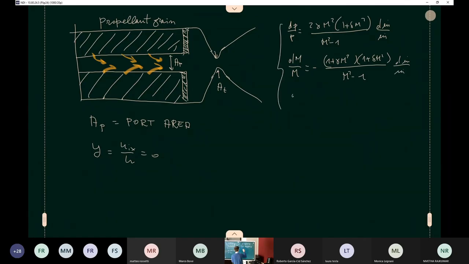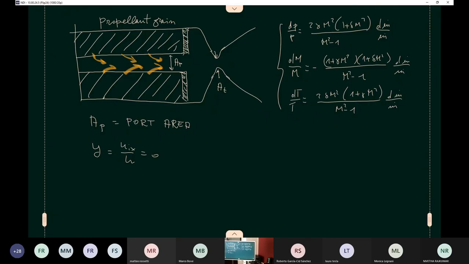And finally, dT over T equal to 2 delta m squared over 1 plus gamma m squared minus 1. So an interesting aspect for this kind of flow with mass addition, and this is the case where we have the same enthalpy for the added mass, so that we have no contribution in the energy equation.